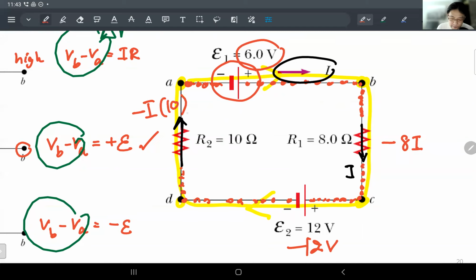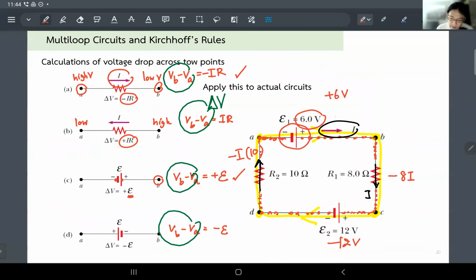Now keep walking. Now I'm back at A. I'm completing the loop. So the loop rule is saying positive 6 right here, minus 8I, minus 12, minus 10I must sum up equal to 0. And now I can solve for I, and I'm done.